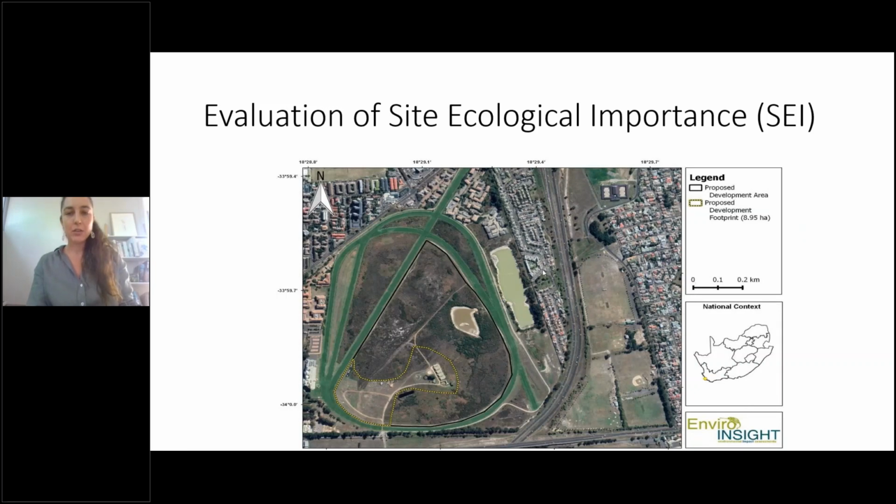Okay, so we're now going to show you an important new addition to your toolkit for EIA work, and that is something we've introduced in this guideline to evaluate site ecological importance. And so for the specific development site here, this just shows an example here, the development footprint, we require that the specialist undertakes this site ecological importance process.